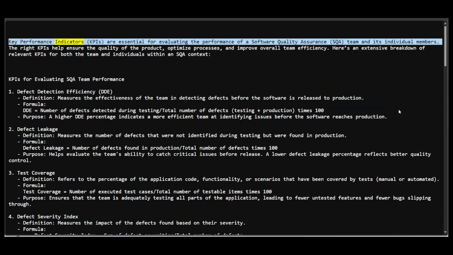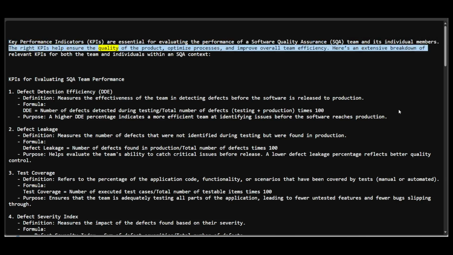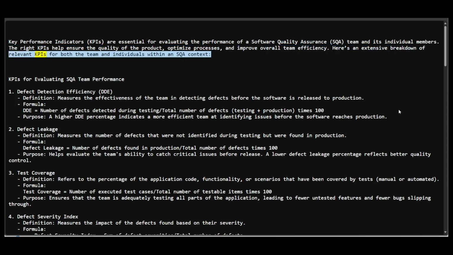Key performance indicators, KPIs, are essential for evaluating the performance of a software quality assurance (SQA) team and its individual members. The right KPIs help ensure the quality of the product, optimize processes, and improve overall team efficiency. Here's an extensive breakdown of relevant KPIs for both the team and individuals within an SQA context.